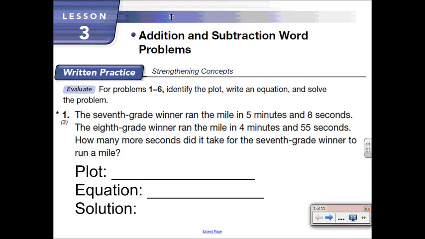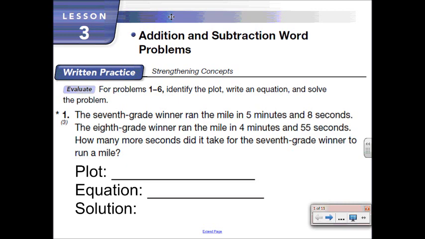This is the video for Lesson 3, Addition and Subtraction Word Problems, the written practice, numbers 1 through 30. So the first 6 problems actually go along with the lesson, and it says that we are to identify the plot, meaning separating, combining, or comparing, write an equation, and solve the problem.